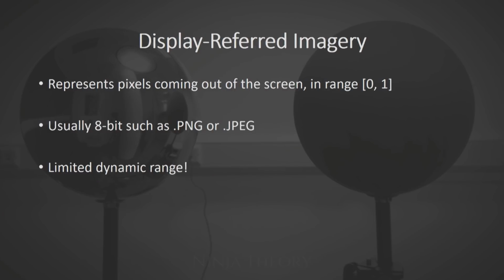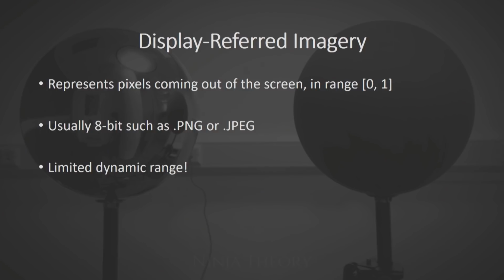So display referred is the first one and the one that we're probably all really familiar with, right? So this is between a 0 to 1 range because it's representing the pixels coming out of the screen. So if you've got a pixel of 0, it's telling the computer, put nothing into this pixel, right? I want it to be completely turned off. But if you have a value of 1, it means I want this pixel to be completely on, which is cool. So we've got this 0 to 1 range, and typically we use 8-bit images like PNGs or JPEGs to illustrate this.